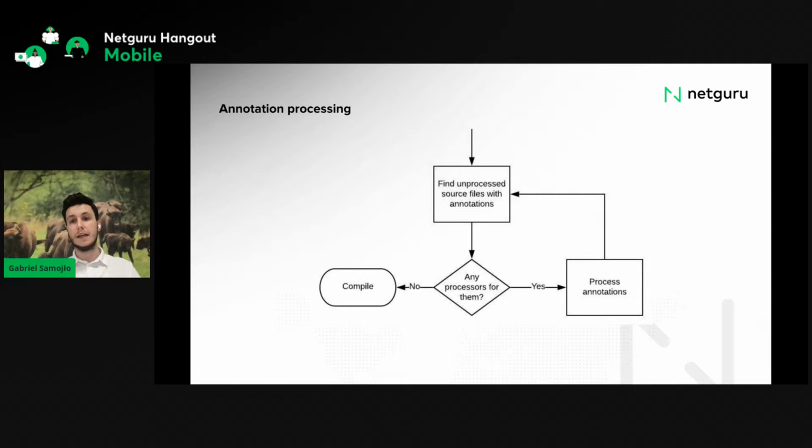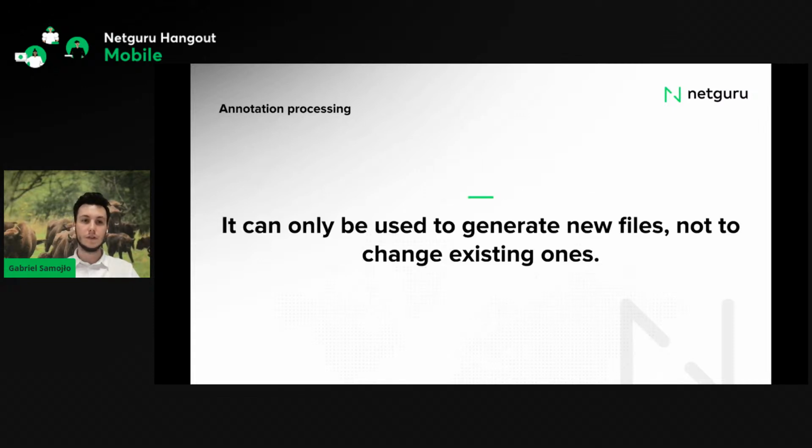So that's why one major rule was introduced in the code generation process. An annotation processor can only be used to generate new files and not to change existing ones. This is the main rule and the main constraint of annotation processors. You should be aware of it, because it applies to all annotation processors. I mean, almost all annotation processors. There's one exception, which is Lombok.